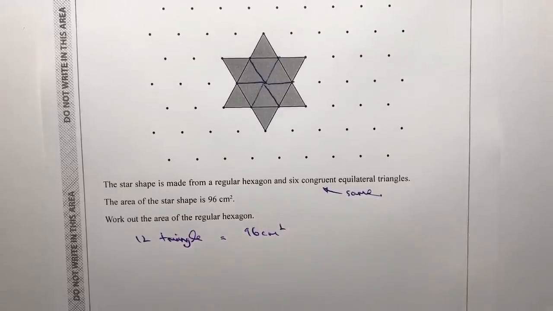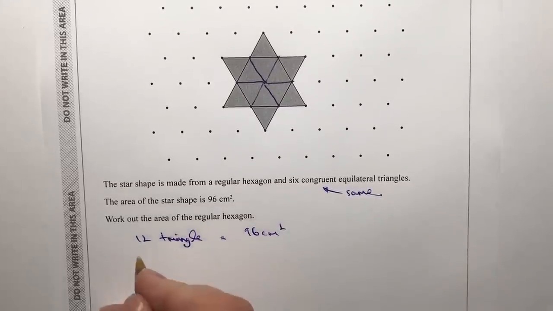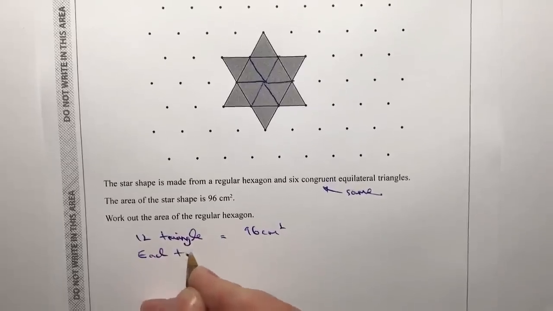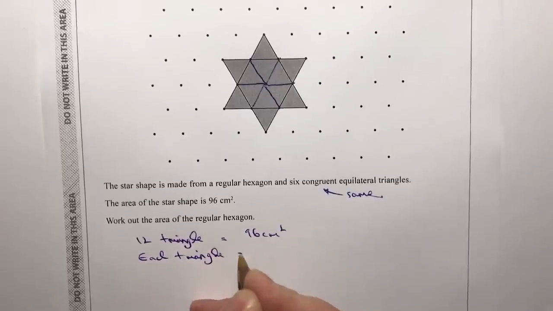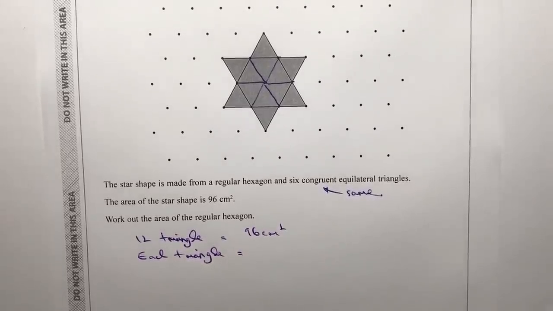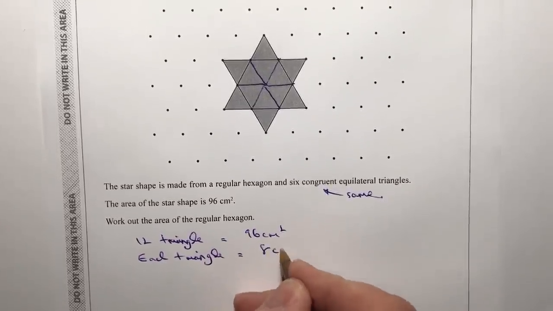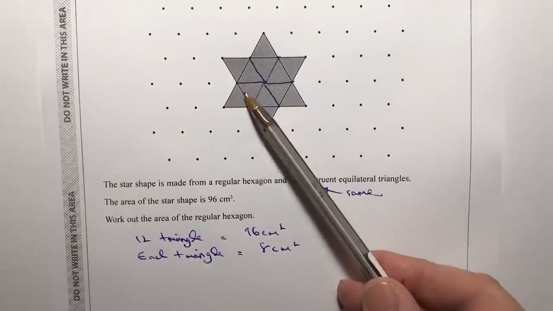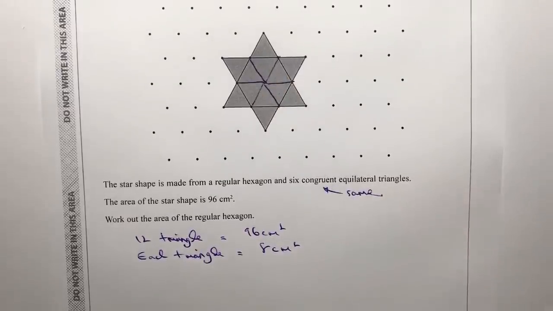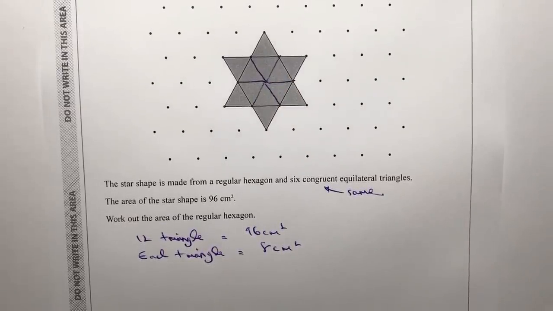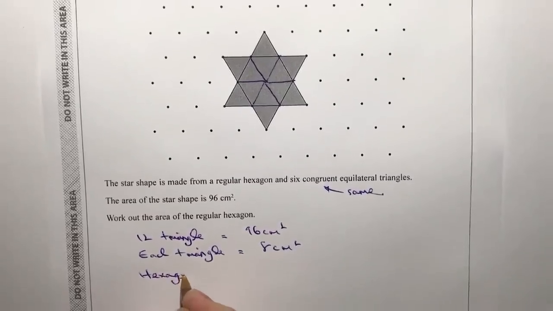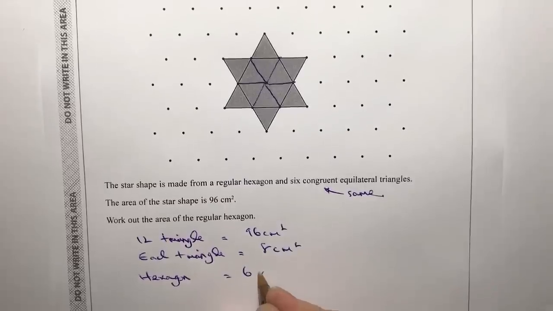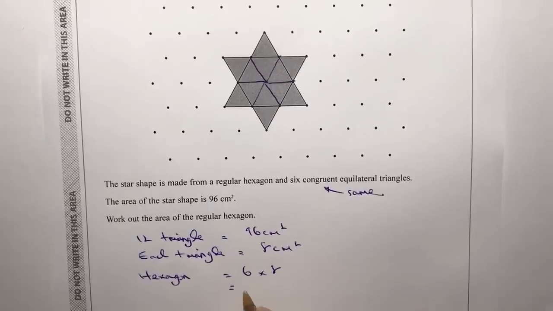So if that is the case, then each triangle is going to be 96 divided by 12, which is going to be 8 centimeters squared. Okay, so we're saying that each of these is 8 centimeters squared, and it doesn't matter which one. So therefore, the area of the regular hexagon is going to be 6 of these 8 centimeters squared equilateral triangles, which is going to be 48 centimeters squared.